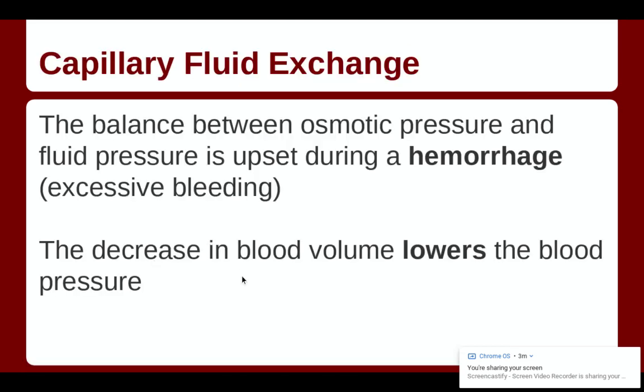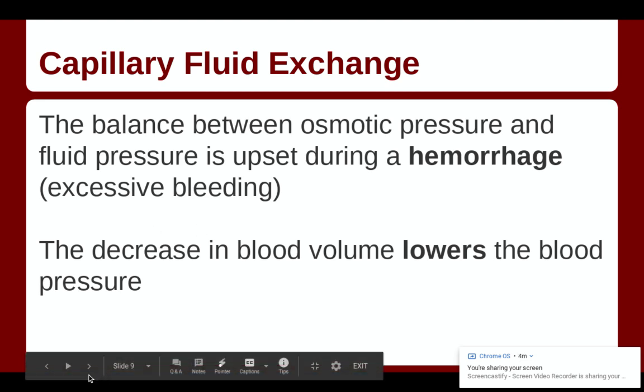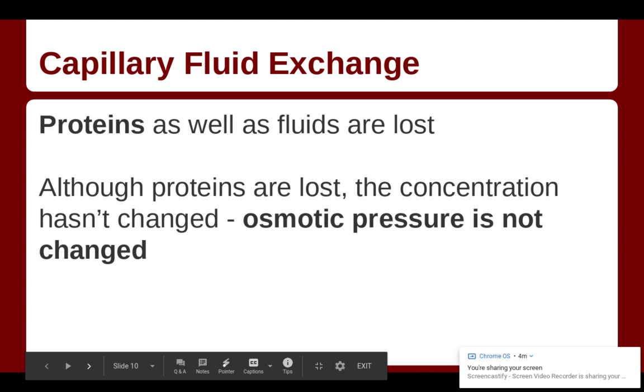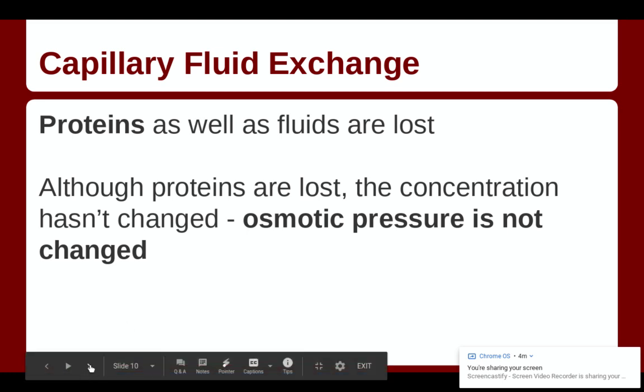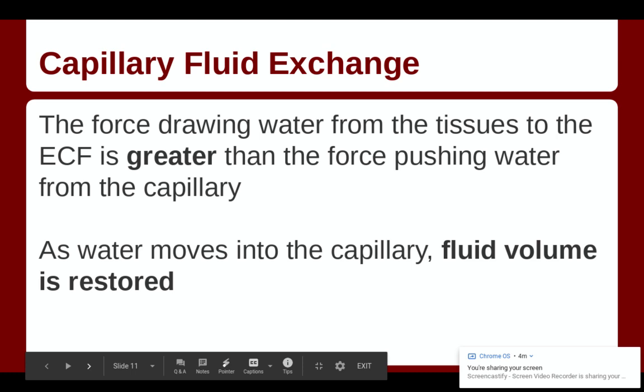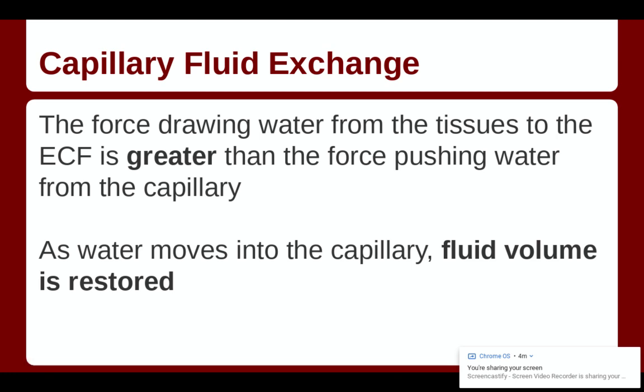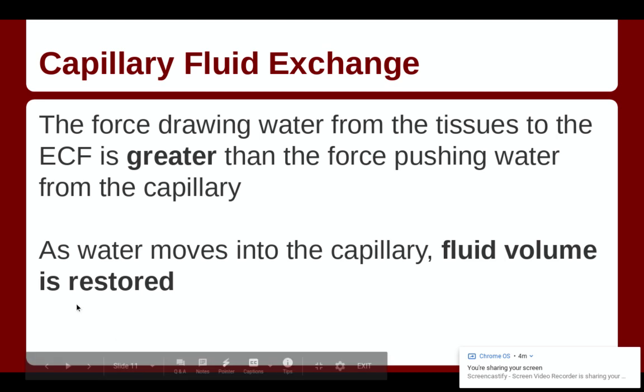The balance between osmotic pressure and fluid pressure is upset during a hemorrhage. A hemorrhage is excessive bleeding in an area. The decrease in blood volume lowers the blood pressure. Proteins as well as fluids are lost. Although proteins are lost, the concentration hasn't changed, so osmotic pressure doesn't change. The force drawing the water from the tissues to the extracellular fluid is greater than the force pushing the water from the capillary. So the water moves into the capillary, and then the fluid volume would be restored.